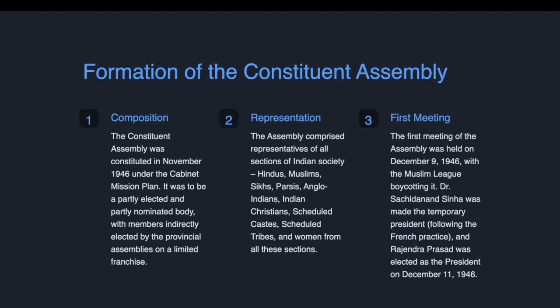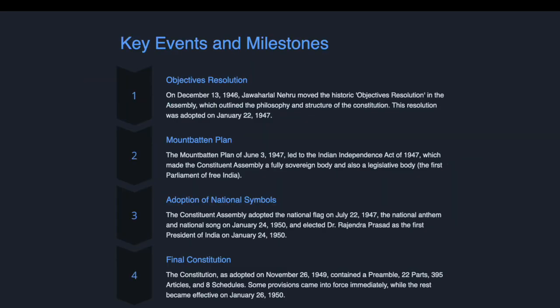The first meeting of the assembly was held on December 9, 1946, with the Muslim League boycotting it. Dr. Sachchidananda Sinha was made the temporary president following the French practice, and then Rajendra Prasad was elected as the president on December 11, 1946.